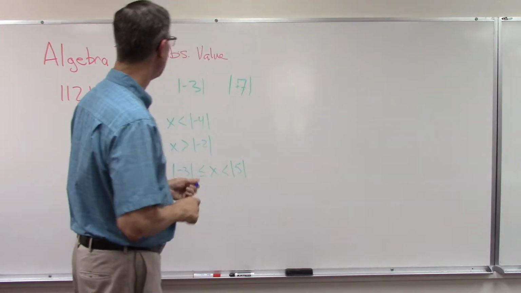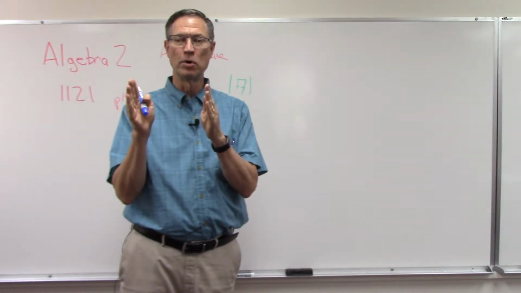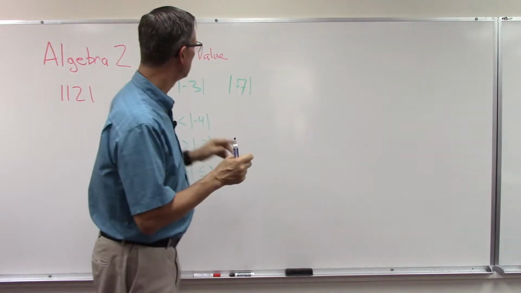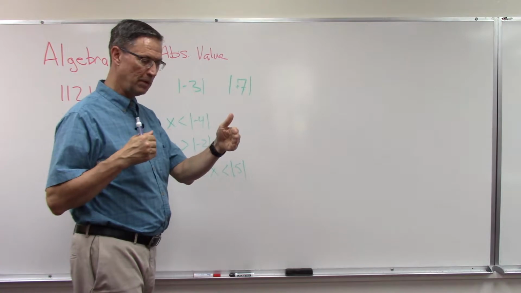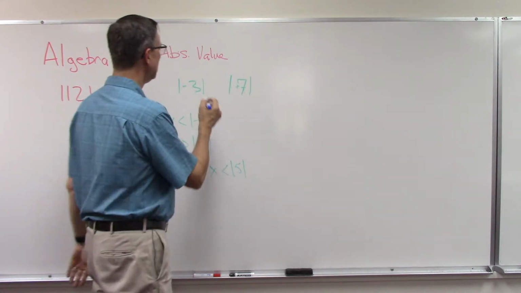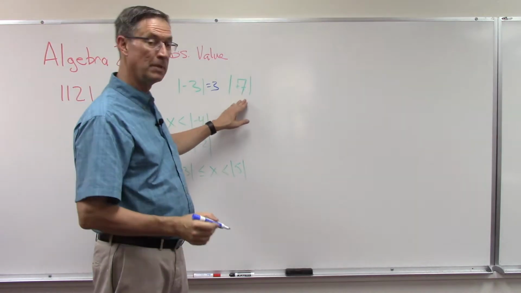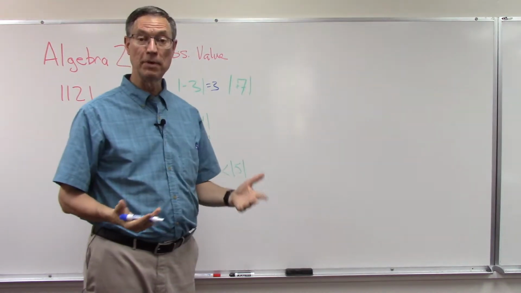So a quick lesson: absolute value means the distance from a given number to 0 on the number line. It's a distance, okay? So what's the distance from -3 to 0? That would be 3 units, right? What's the distance from 7 to 0? And that would be 7.